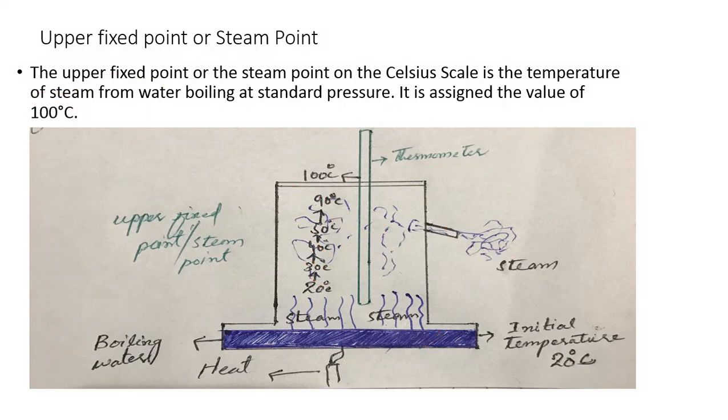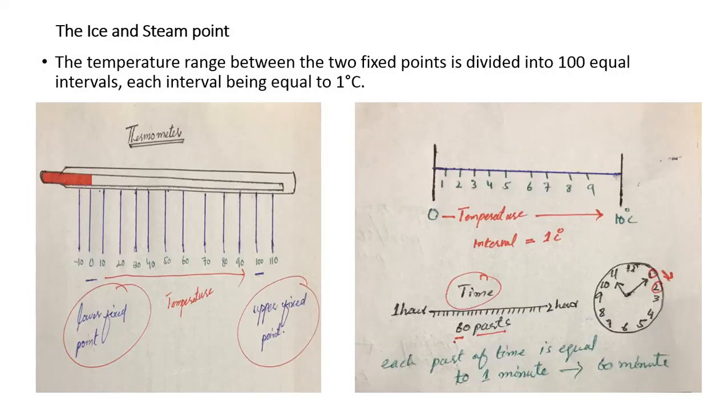Now let's move forward, and students, look to the last two lines of that topic at the bottom of that page. It says that the temperature range between two fixed points is divided into 100 equal intervals, each interval being equal to 1 degree Celsius. Now what does that mean? Look to this diagram first. So the left one.